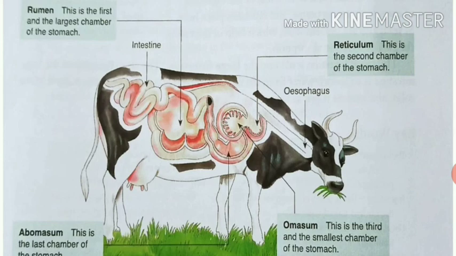The small intestine leads into the large intestine. The main function of the large intestine is to absorb water from the digested food that is flowing down, make it more solid and excrete it out as feces. Okay. So this is all about the digestion in ruminants.